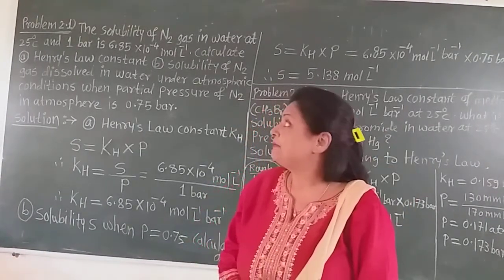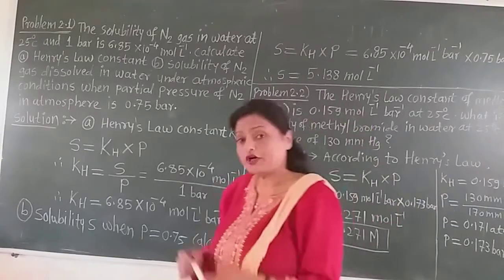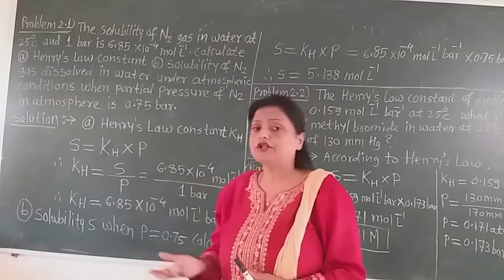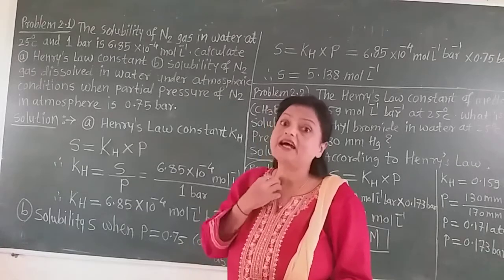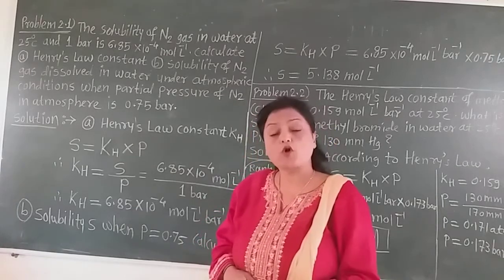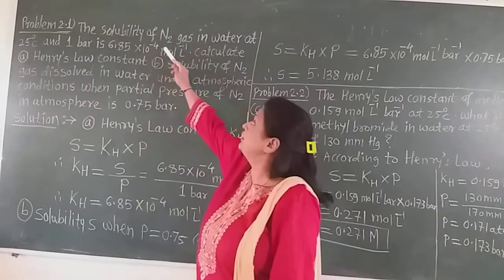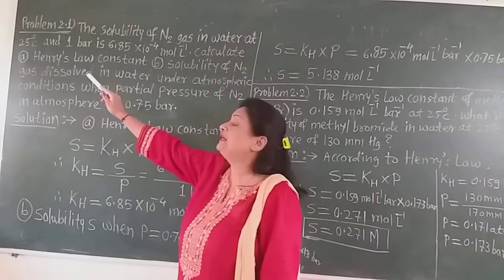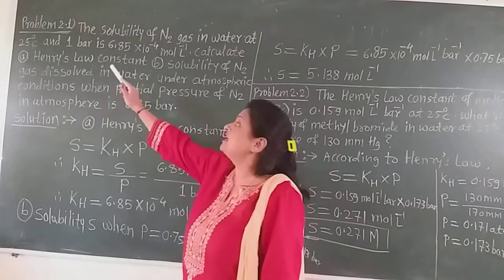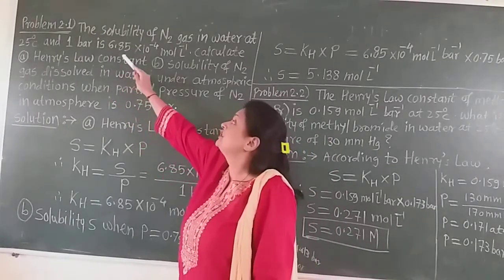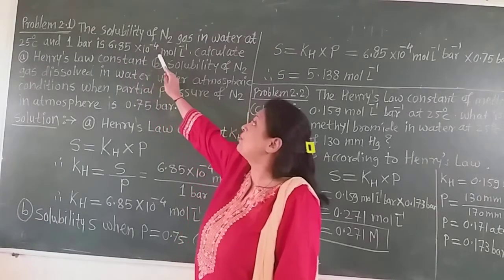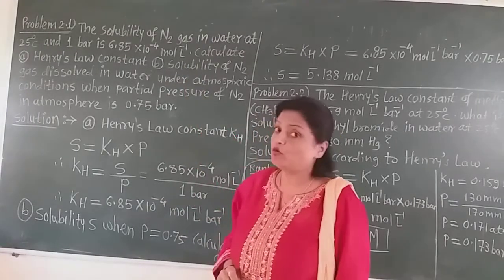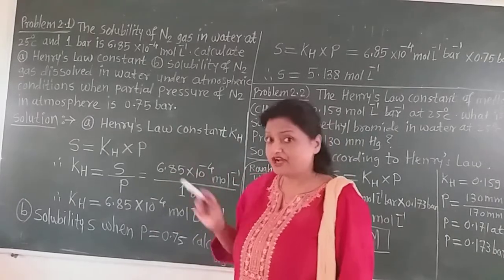Now, this is problem number 2.1. Very simple numericals for 3 marks or for 1 mark will be asked in the examination. What is this problem 2.1? The solubility of nitrogen gas in water at 25 degrees centigrade and 1 bar pressure is 6.85 into 10 raised to minus 4 moles per liter. The solubility is given in moles per liter when pressure is 1 bar.